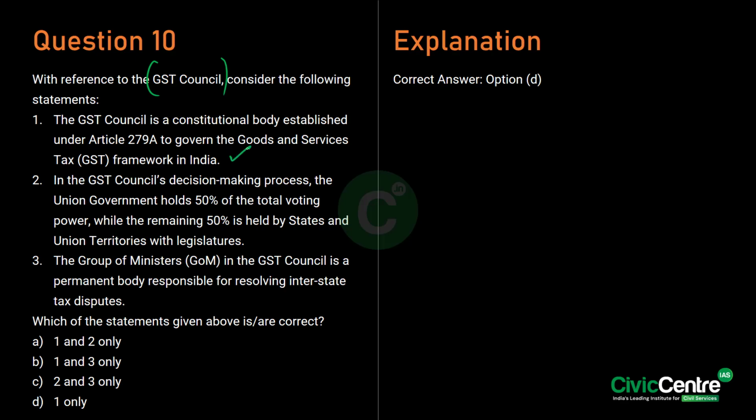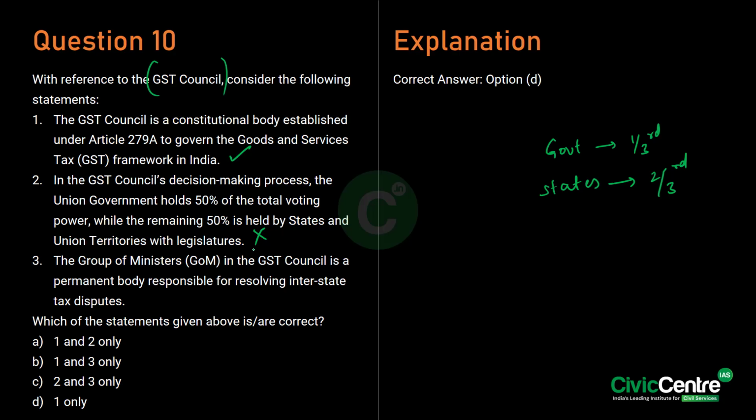So, it is chaired by the Union Finance Minister and includes the state and UT finance ministers. Furthermore, the council decides the GST tax rates, exemptions, and also dispute resolutions. But in the GST Council's voting process, the Union government holds 1/3 of the voting weight, whereas the states and the UTs hold 2/3, and it is not half-half, which makes the second statement wrong, right?